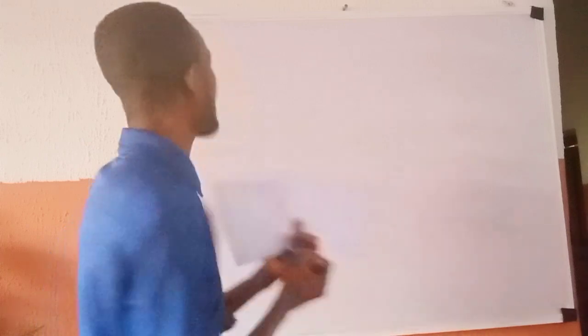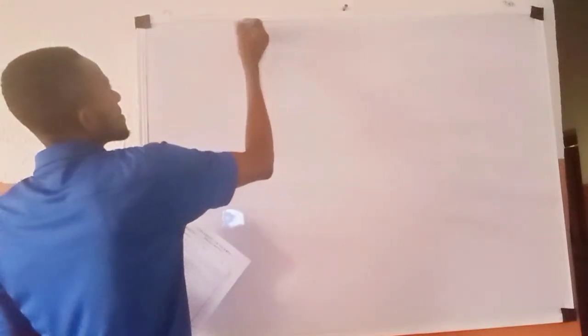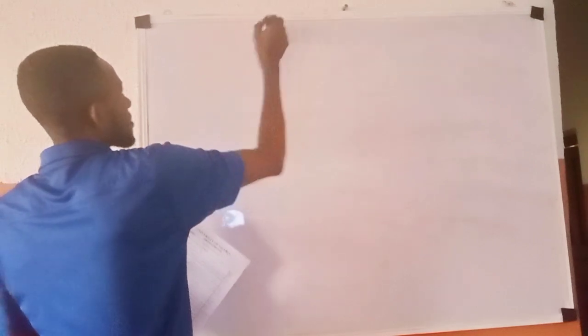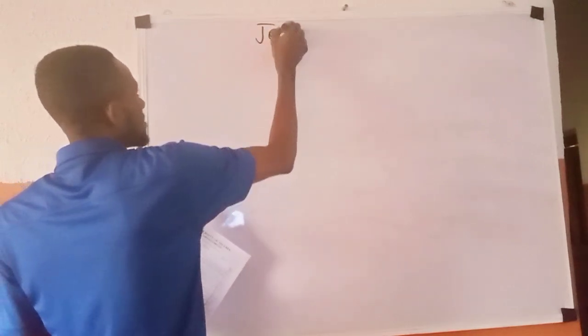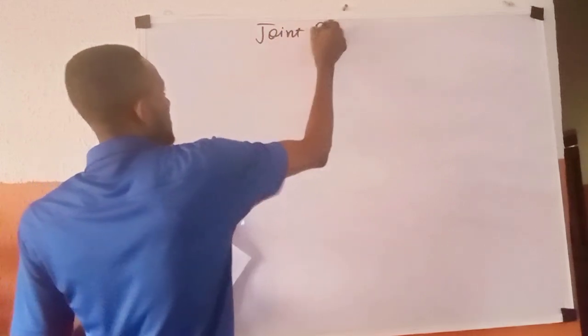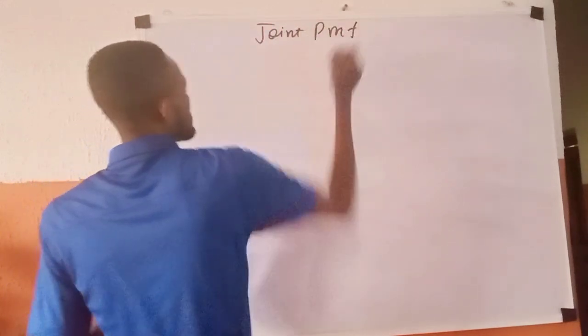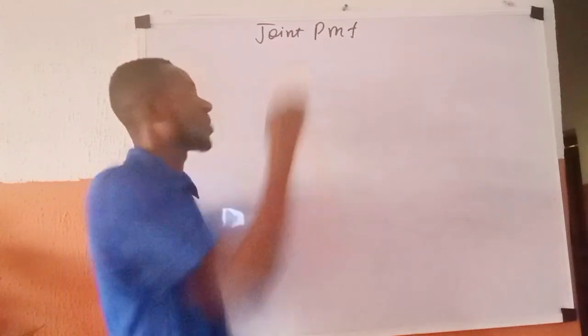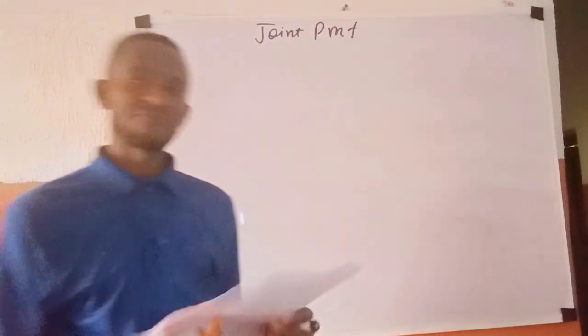So what we have here now becomes what we call the joint probability mass function. Permit me to write it as a joint PMF. This PMF, of course, is a probability mass function.